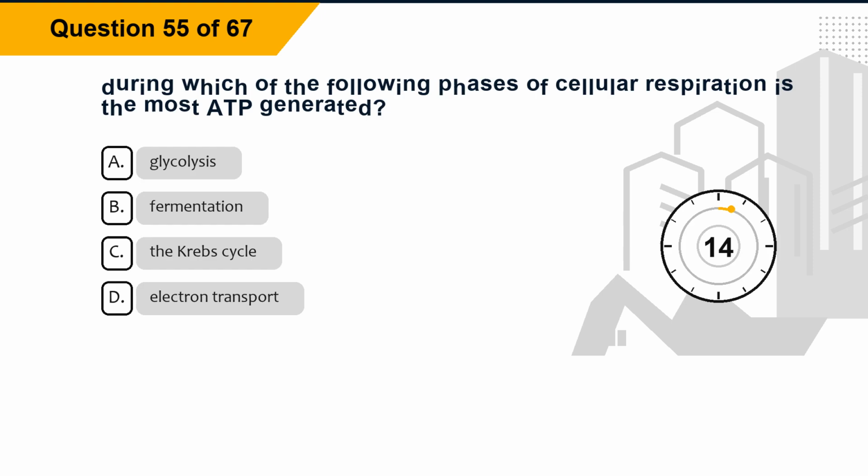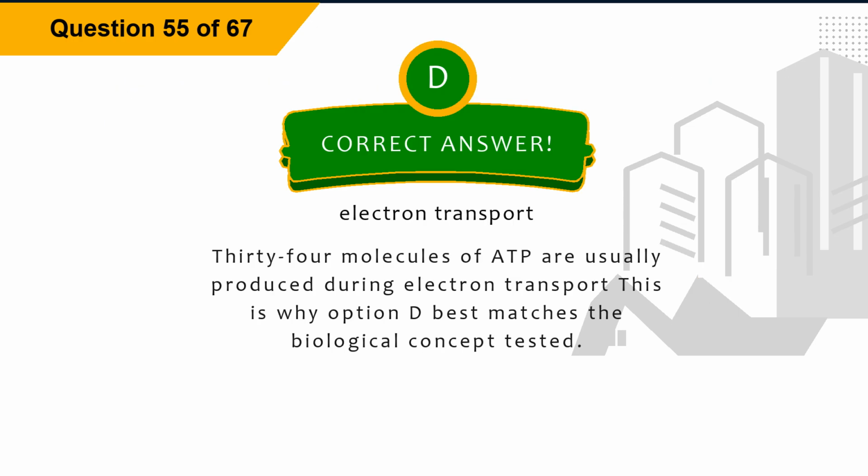Question 55. During which of the following phases of cellular respiration is the most ADP generated? Option A, glycolysis. Option B, fermentation. Option C, the Krebs cycle. Option D, electron transport. The correct answer is option D, electron transport.